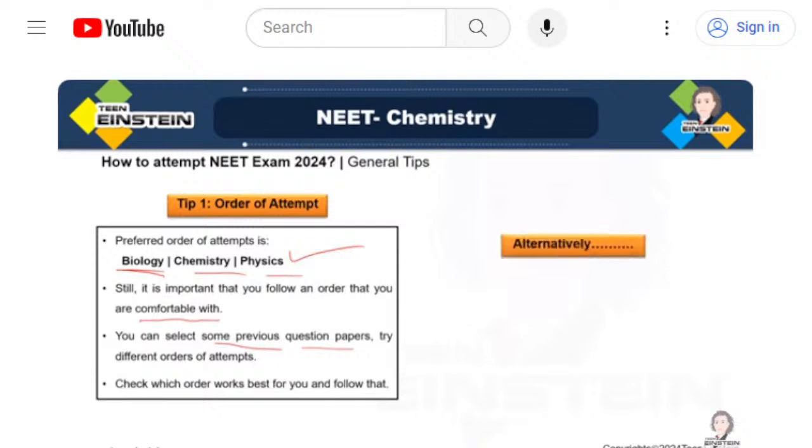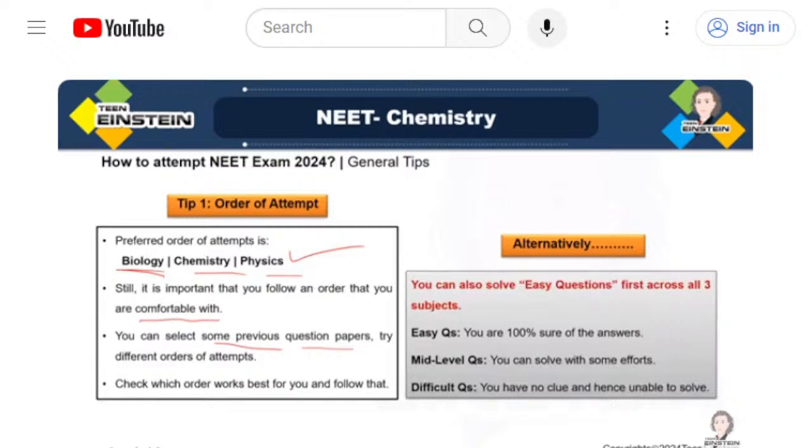Now I will say there is an alternative method possible. It is not that you have to solve all the biology questions, then all the chemistry questions, and then all the physics. No, that is not important. Alternatively, you can do one more thing: solve easy questions first across all the 3 subjects. By easy question I mean one where you are 100% sure of the answer.